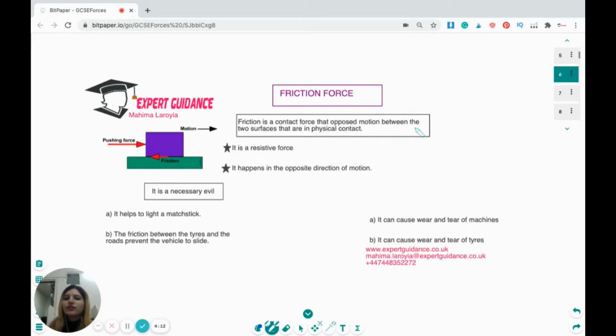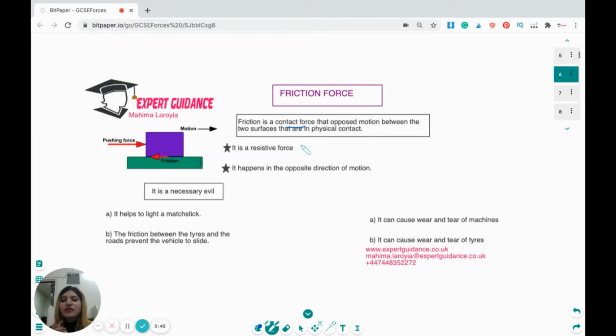Now let's move on to friction force. Now what is friction? Friction is a contact force we just discussed, and that opposes the motion between the two surfaces that are in physical contact. So friction always happens in the opposite direction of motion, and it is a resistive force. Now, is friction bad? Well, not necessarily. It's a necessary evil. Friction is bad in most of the cases. It causes wear and tear of the machines.